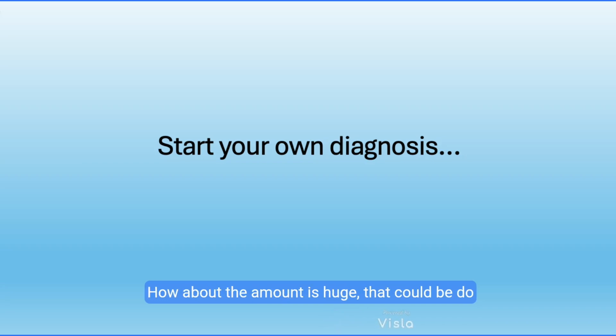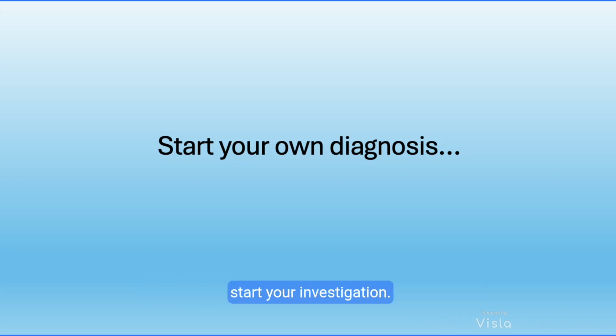How about if the amount is huge? That could be due to wrong tagging of residential status or employment type. One example is that a foreign employee will be taxed at 30%. This just gives you some ideas on how to start your investigation. Eventually, any inaccurate information will lead to discrepancy in tax calculation.